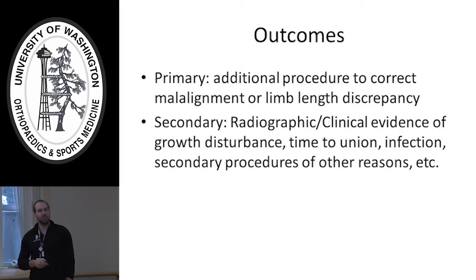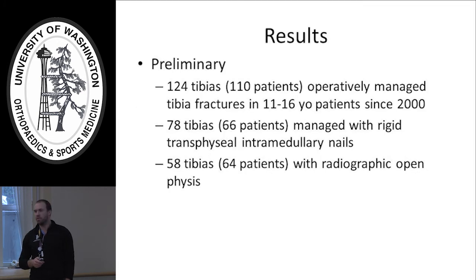Outcomes: the primary outcome is going to be requiring an additional procedure to correct malalignment or leg length discrepancy. Multiple secondary outcomes are related to the clinical functional outcome, as well as time to union and additional procedures for other reasons, which will become important if we choose to use a cohort that uses other means, because they often require additional procedures. So I've been able to pull the patients through the Harborview database and wade through my numbers to see where I'm going to be able to get. So we've done 124, that's 13 to 16-year-olds, sorry, since 2000. 78 of them have been rigid intramedullary nails across the physis, and 58 of those have open physis.